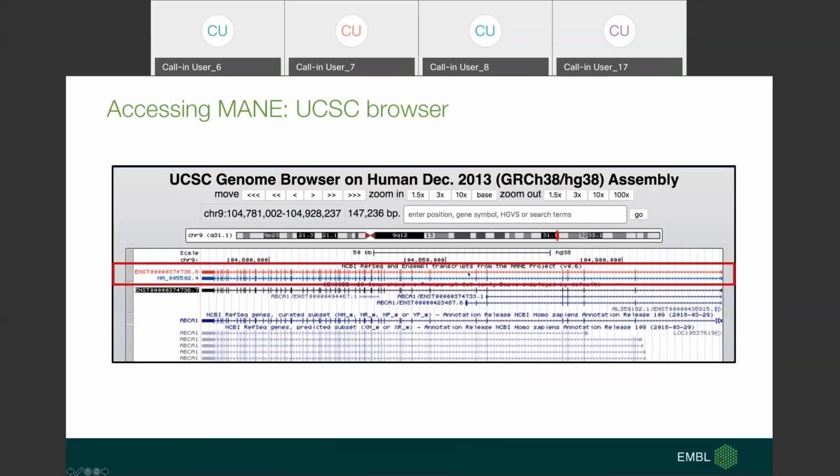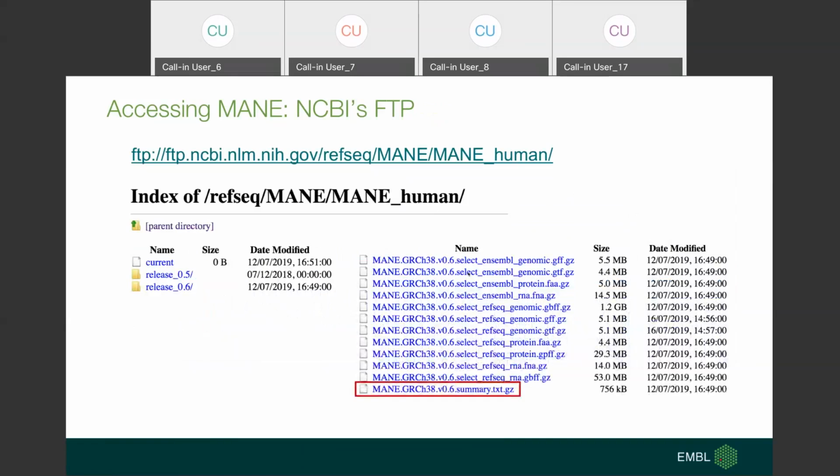So, and finally, if you're interested in displaying the data as a whole, or if you're interested in getting just an output of all the genes, and if they have the MANE and the identifier, then you can go to the NCBI's FTP site and download all the data. And this particular one that I'm highlighting is the one where you would get just a spreadsheet with all the genes that are in MANE and the relevant identifiers.